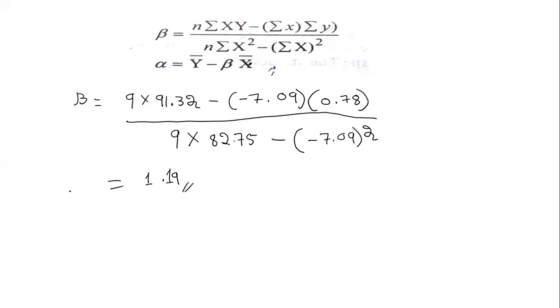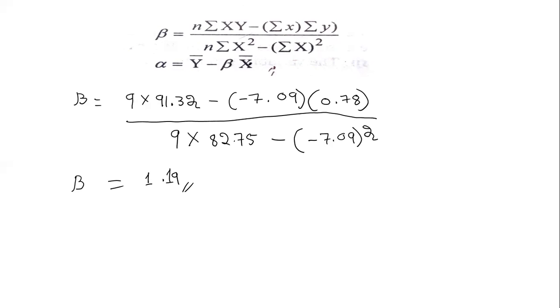So beta for security one, that is Bajaj, is 1.19. If the market moves by 10%, then the stock will move by 11.9%. So this is how the stock moves with the market. This is how we calculate it.